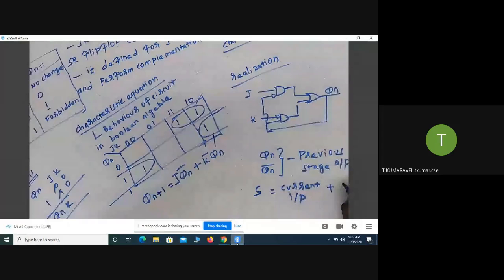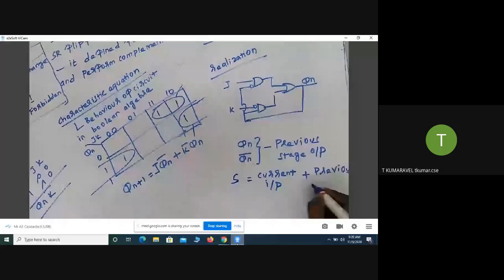That's why I'm going to draw the circuit like that. Is it okay for you?